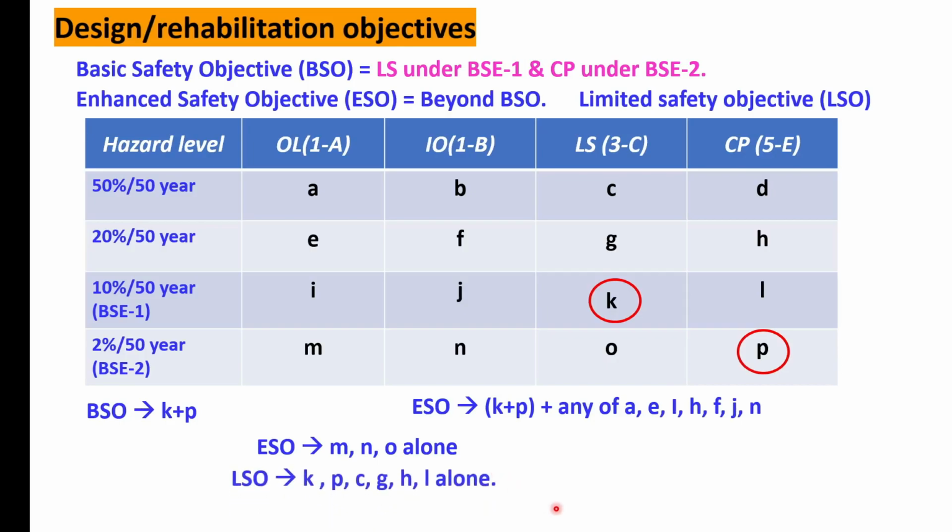Now limited safety objectives are lower. So if you satisfy only P, K, C, or G, or H, L, it will be limited. Only K means life safety under BSE-1 level earthquake, nothing more. So that's why it is called limited safety objective.